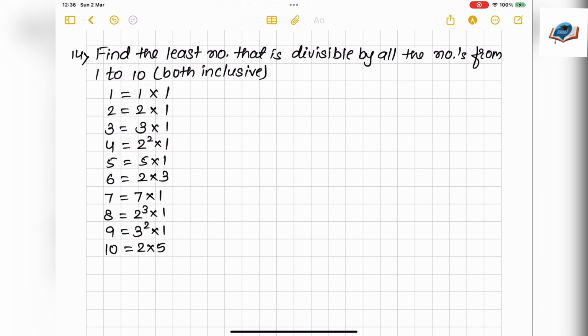So LCM of 1 to 10 will be, see now maximum power of 2 is 3. Then maximum power of 3 is 2. Maximum power of 5 is 1. Maximum power of 7 is 1. So this comes as 40 into 63. So that will be 2520.